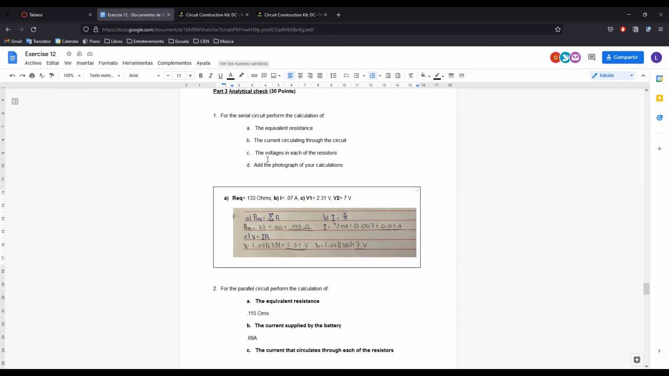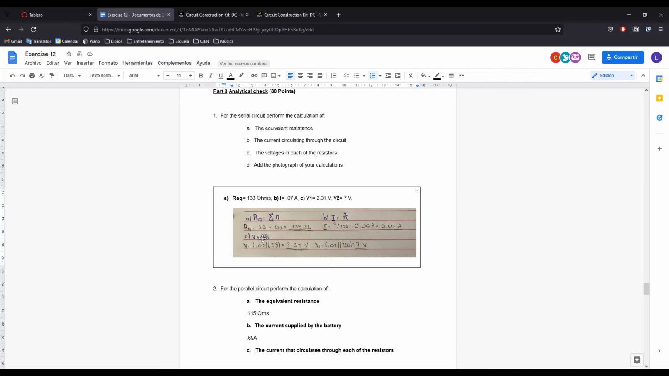The equivalent resistance is the addition of all the resistances, so 33 plus 100. For the current, it's voltage over resistance. So we have the voltage over the resistance, 9 over 123.